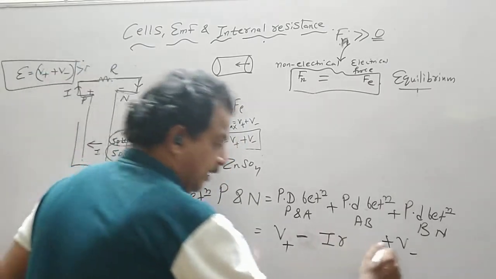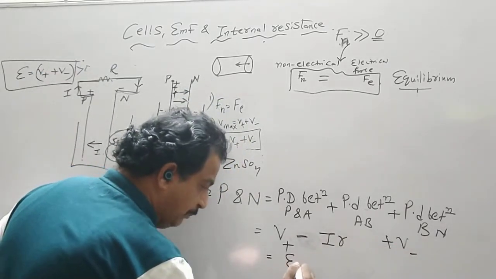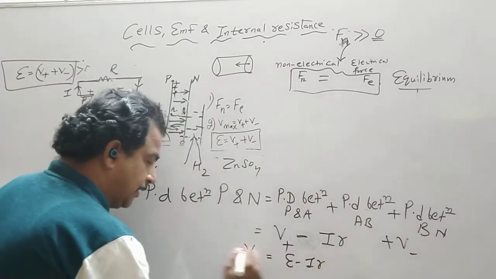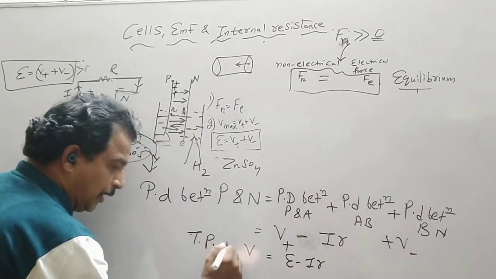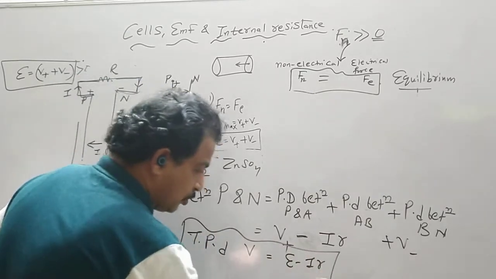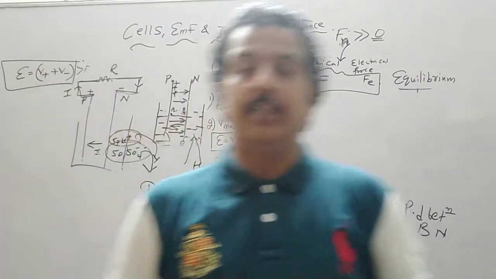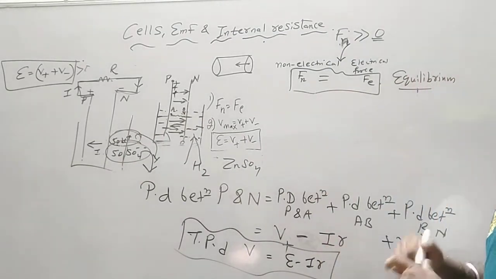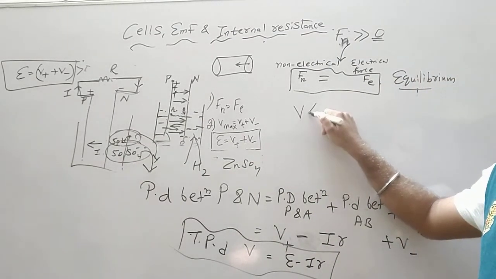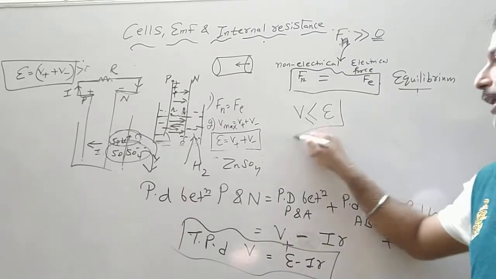Now this V plus and V minus is the EMF. So E minus IR is actually called the terminal potential difference. So we have three terms: one is EMF, one is internal resistance, and one is the terminal potential difference. The terminal potential difference is less than, or sometimes equal to, the EMF.